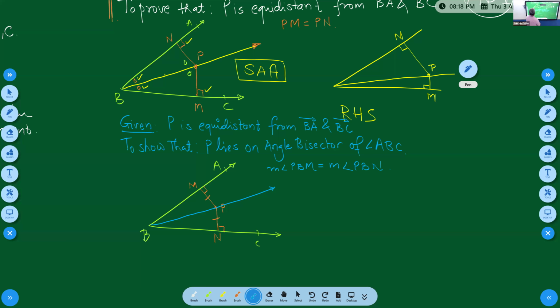Good. So this is simple because we have a common side which is the hypotenuse, and one of the sides of the right angle triangle is known to us. Therefore this proof will go through using the RHS test of congruence. Okay, good. So this is called AB2. This theorem is AB2.